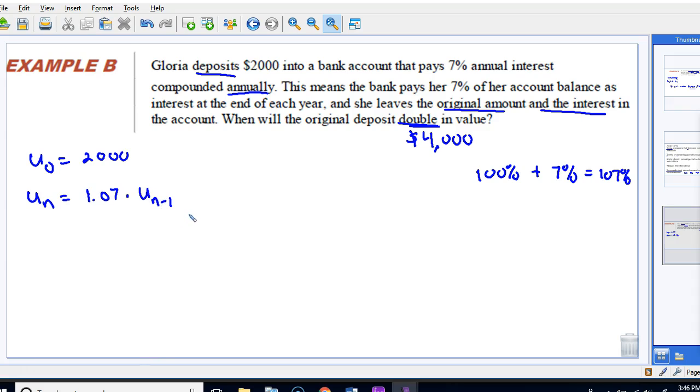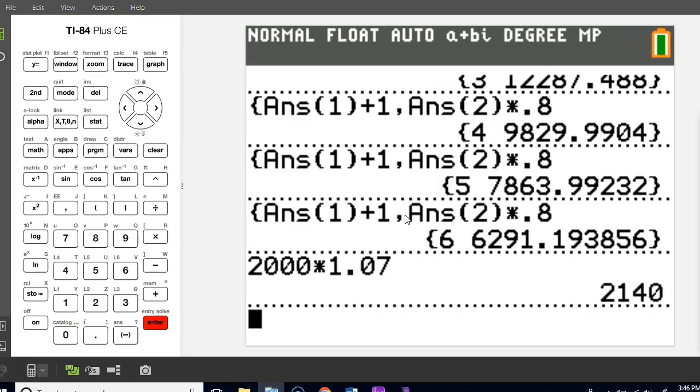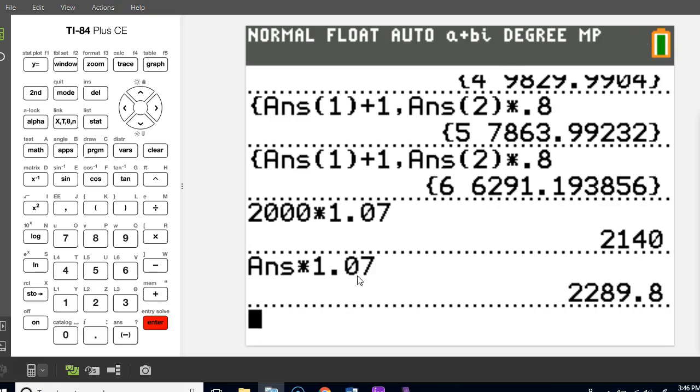So how long until that will double in value? This time we're going to use the calculator, but I'm not going to do this routine because I think it might just be easier to keep track. So 2,000 is how much she starts with, year 0, times 1.07. So this is year number 1. She got $140 just for keeping that money in the bank. So we're going to multiply that by 1.07 for year 2.